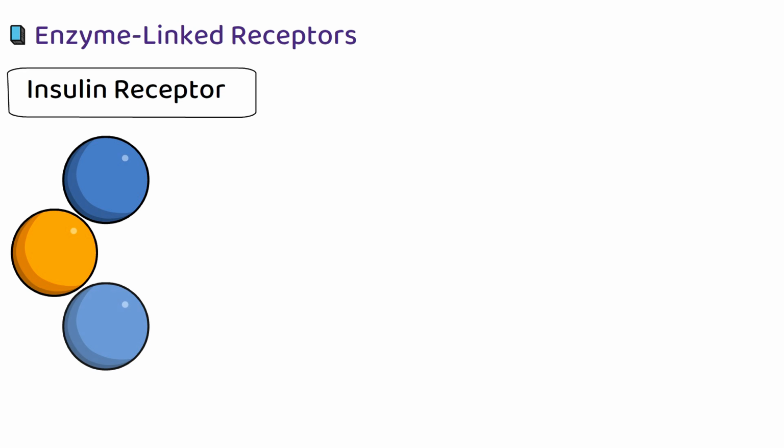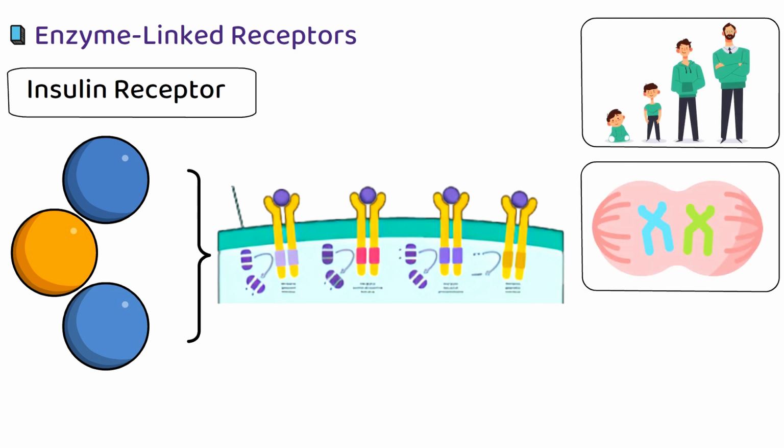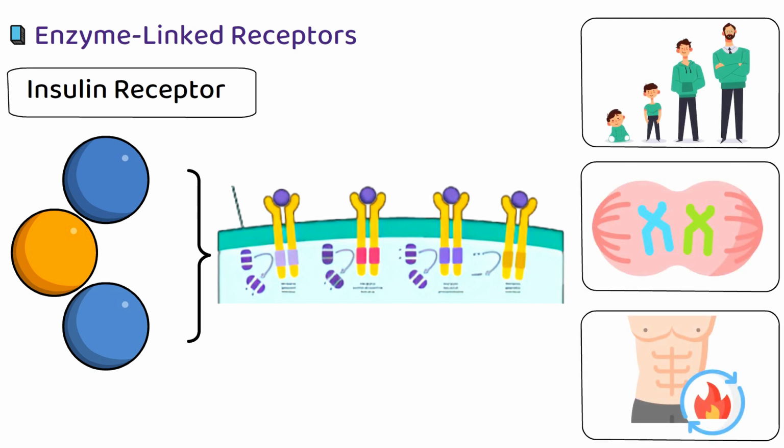Enzyme-linked receptors. Example, insulin receptor. When a drug or hormone binds, it activates an enzyme on the inside of the cell. This usually triggers growth, cell division, or metabolic changes.